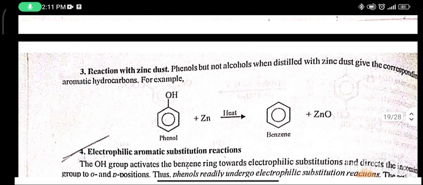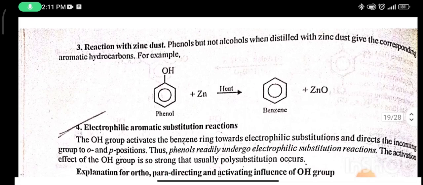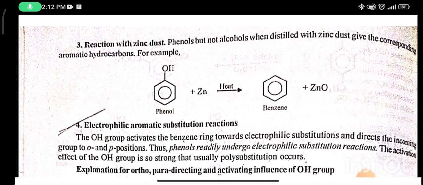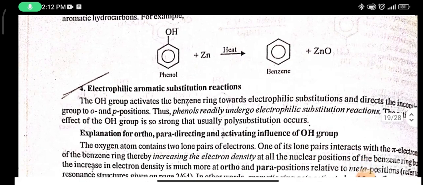The reaction with zinc dust. Phenols, but not alcohols, when distilled with zinc dust, give the corresponding aromatic hydrocarbon. Phenol reacts with zinc in presence of heat to give benzene plus zinc oxide.